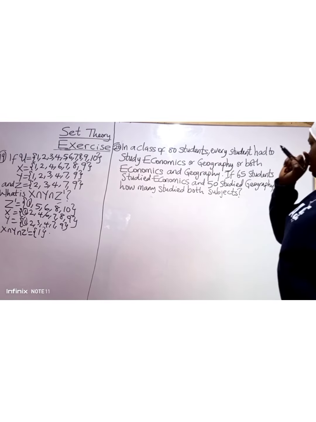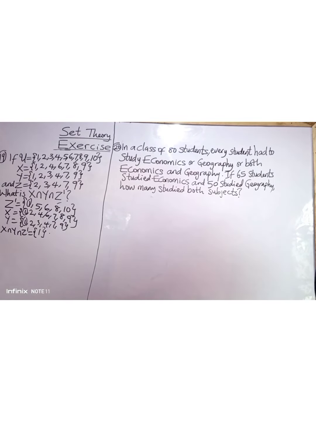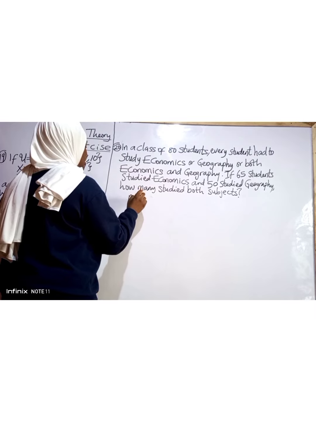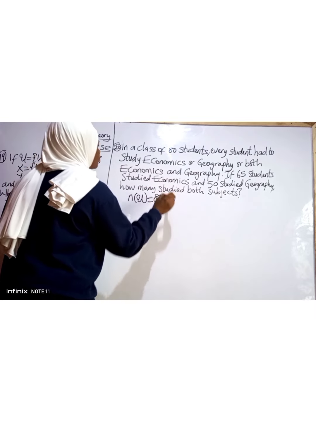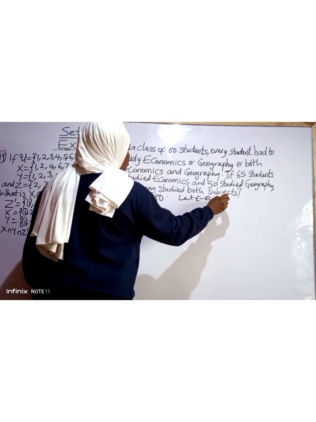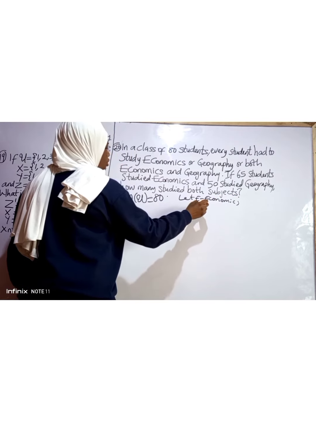So let's go to another one. In question 20, it says that in a class of 80 students, every student had to study economics or geography, or both economics and geography. If 65 students studied economics and 50 studied geography, how many students studied both subjects? Now, the cardinality of the universal set is equal to 80. So let E be for economics, G for geography.